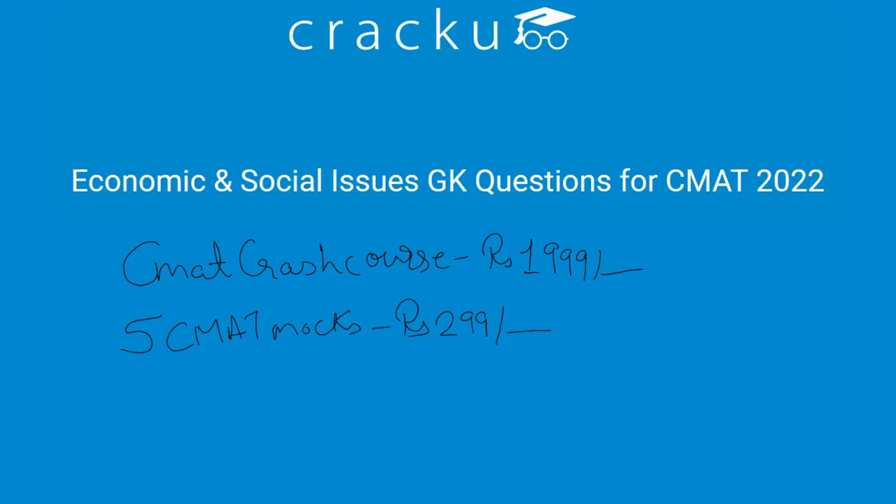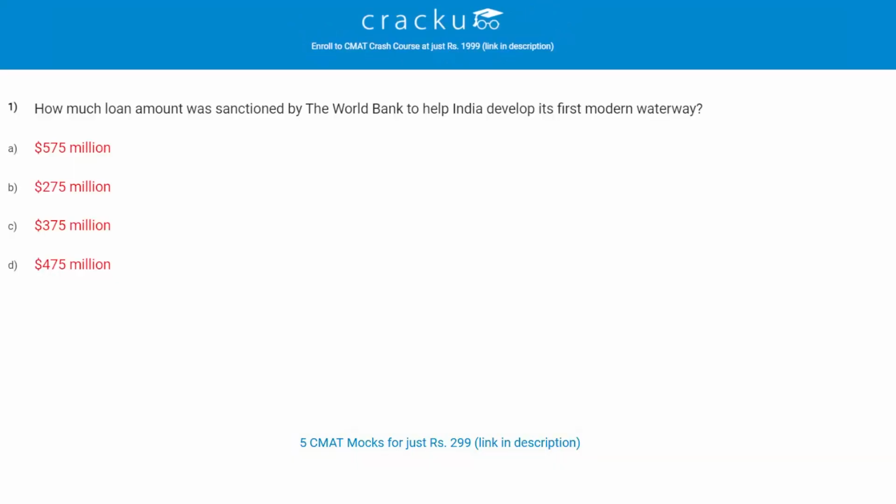Let's check the first question. How much loan amount was sanctioned by the World Bank to help India develop its first modern waterway? The correct answer is 375 million.